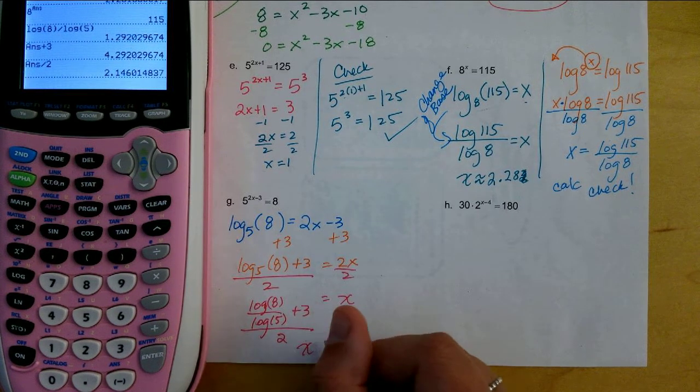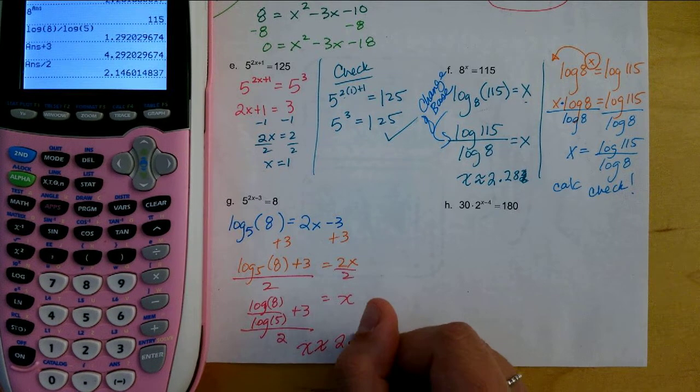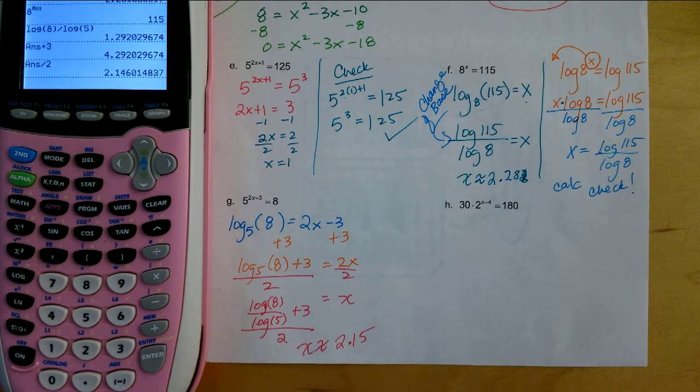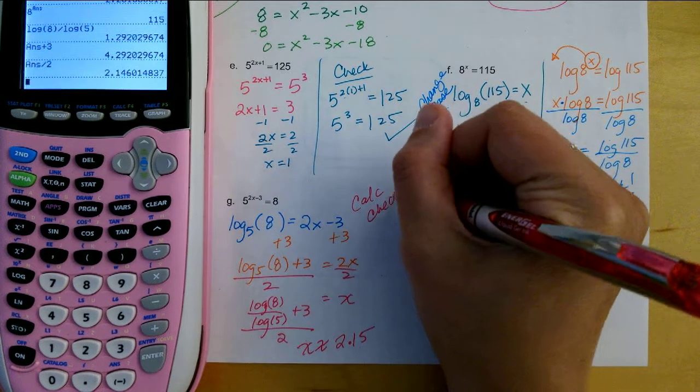So now I get x is approximately 2.15. That's rounded to 2 decimal places. Why did I move the 4 up to a 5? I'm going to do a calculator check, and I'll show you what that looks like.